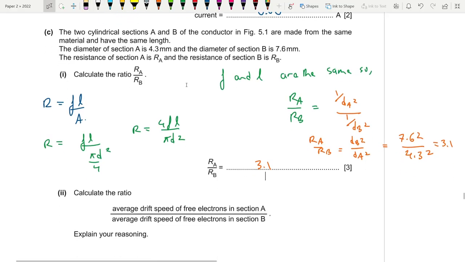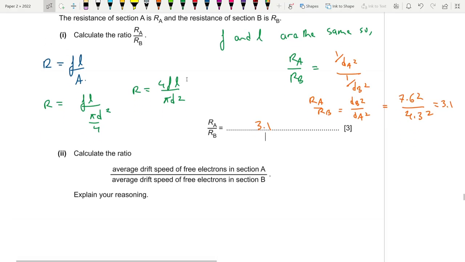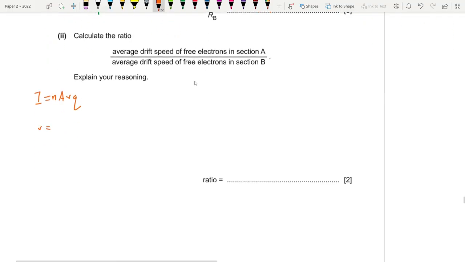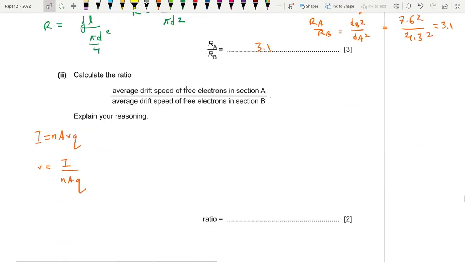Great. Next one. Calculate the ratio of drift speed. So we know that I is equal to NAvQ and drift speed is equal to v is equal to I divided by NAQ. Explain your reasoning, yeah? So drift speed of A divided by drift speed of B is equal to I divided by NAQ divided by I divided by NAQ. Now here's the thing, it's a series circuit, right? So we can get rid of I.